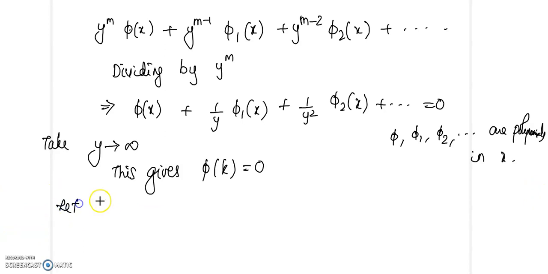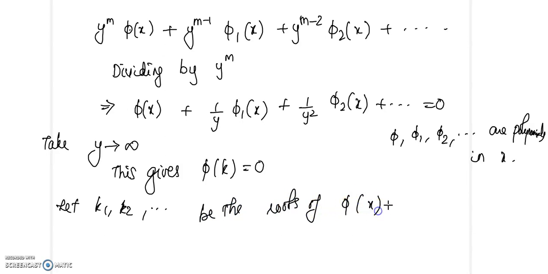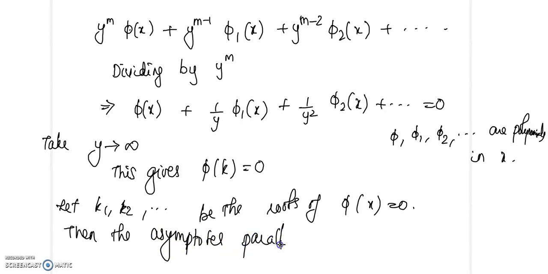So let k1, k2, etc. be the roots of phi of x equal to 0. Then the asymptotes parallel to the y-axis are x equal to k1, x equal to k2, etc. So these are the required asymptotes.